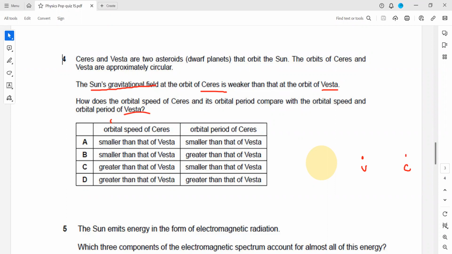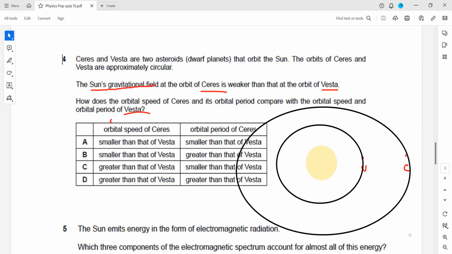So as we know, those planets which are closer, and they've already mentioned the orbit is circular, like the orbit of Vesta and the orbit of Ceres, both are circular. So those objects which are closer to the Sun, when we talk about the GPE, the gravitational potential energy, the distance is less, so it will have a smaller GPE, so it will have a higher KE. So Vesta will move faster.